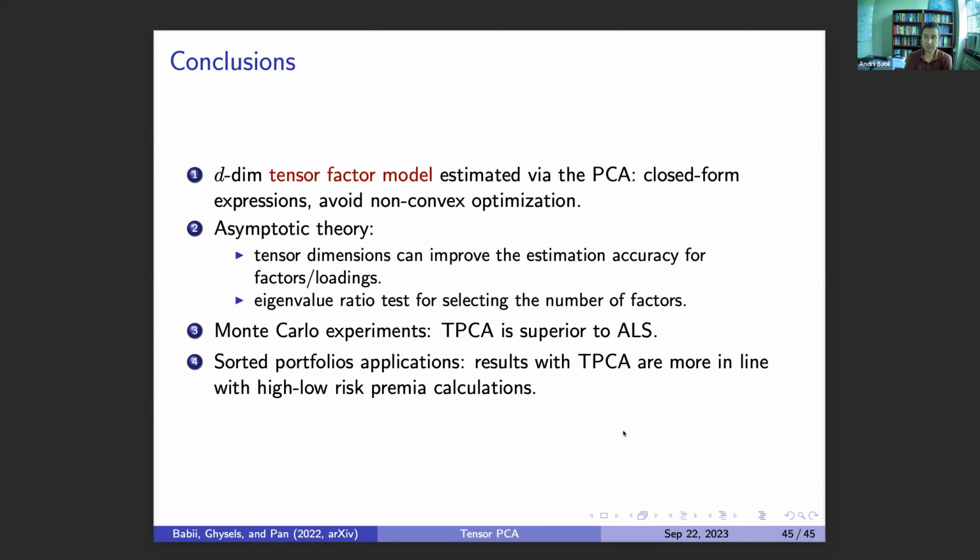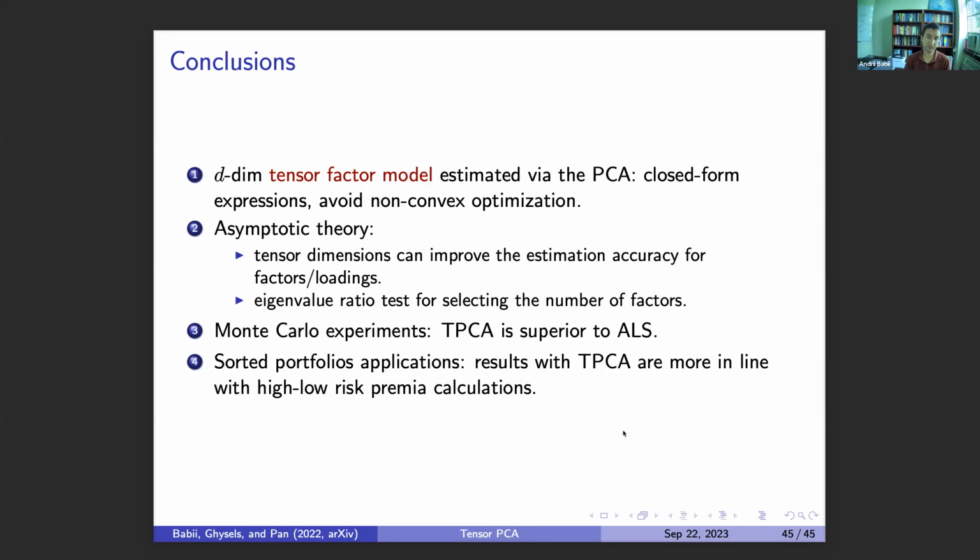To conclude, in this paper, we consider a d-dimensional tensor factor model that is estimated with PCA. The advantage of this approach is that we get closed form expressions, and we don't have to solve a non-convex optimization problem. We can just use PCA routines. We have some asymptotic theory that tells us how tensor dimensions can improve the estimation accuracy of factors and loadings. And we introduced the first formal statistical test for the number of factors in the tensor factor model. The test is based on the eigenvalue ratio statistics, as well as p-value combinations across different unfoldings.